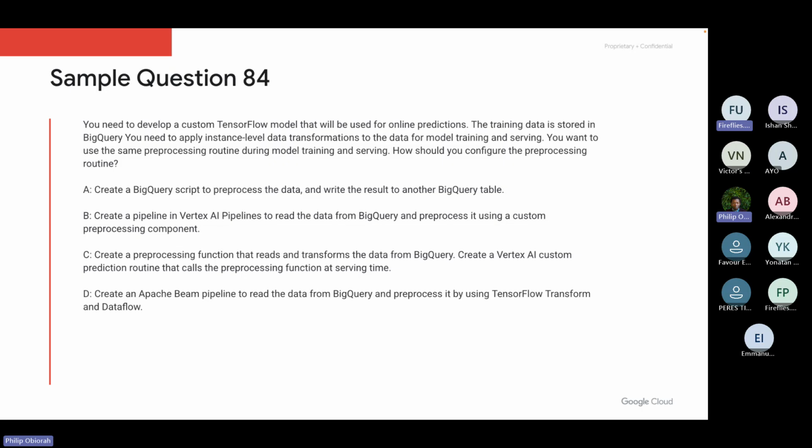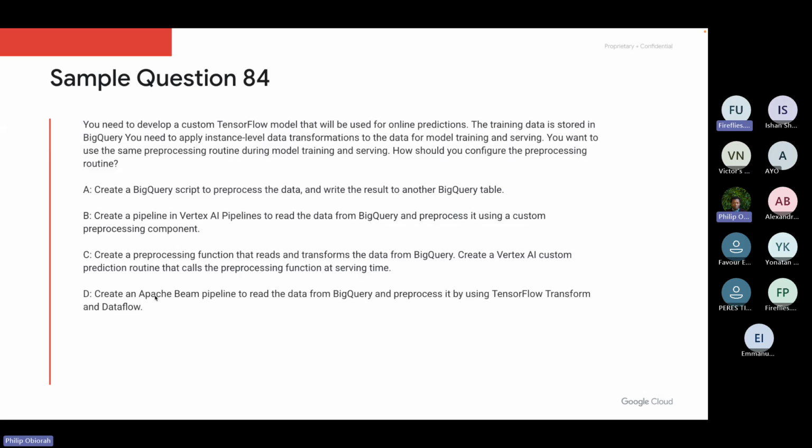All right, so now let's look at the option, yeah, option B. What's option B saying? Option B, create a pipeline in vectors. Yeah, I read it. Now let's look at this. It's not B either.